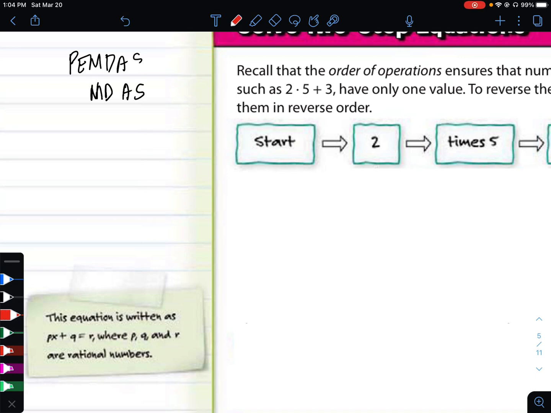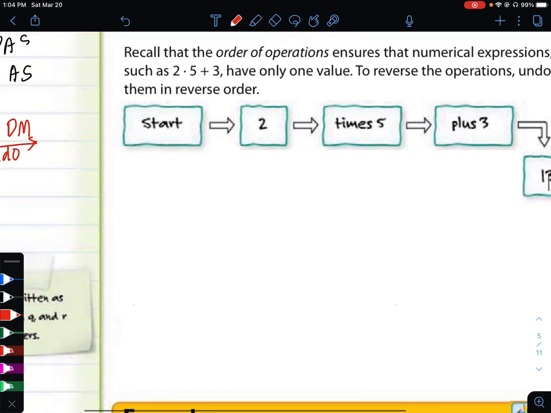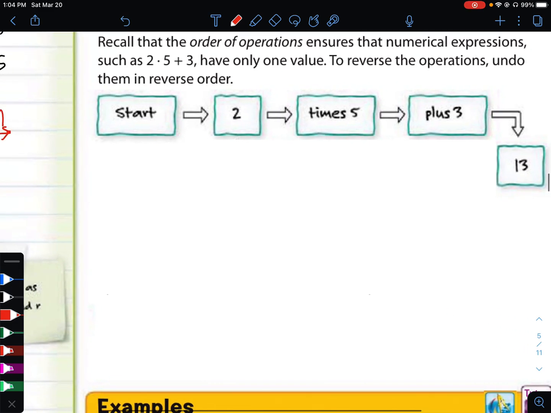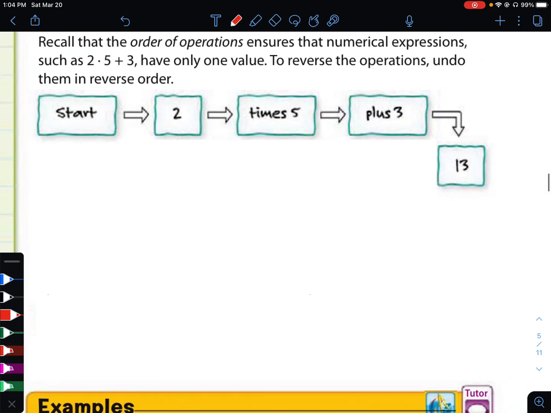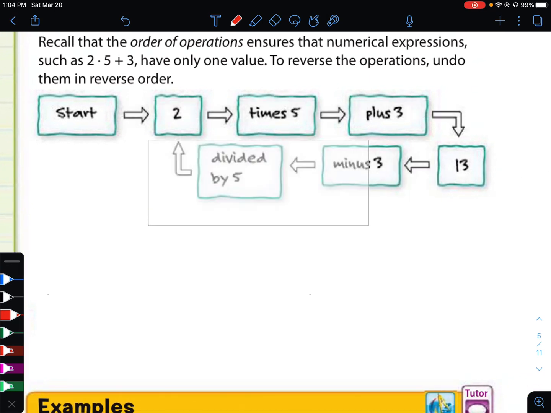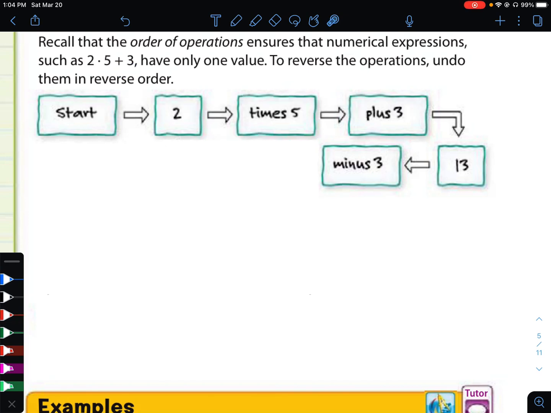So for us to solve equations, we need to do the opposite. We need to do subtraction or addition first before we do division and multiplication. So that's how we undo our two-step equations. We undo positive 3 by subtracting 3. So we minus 3. We have undone 3 here.